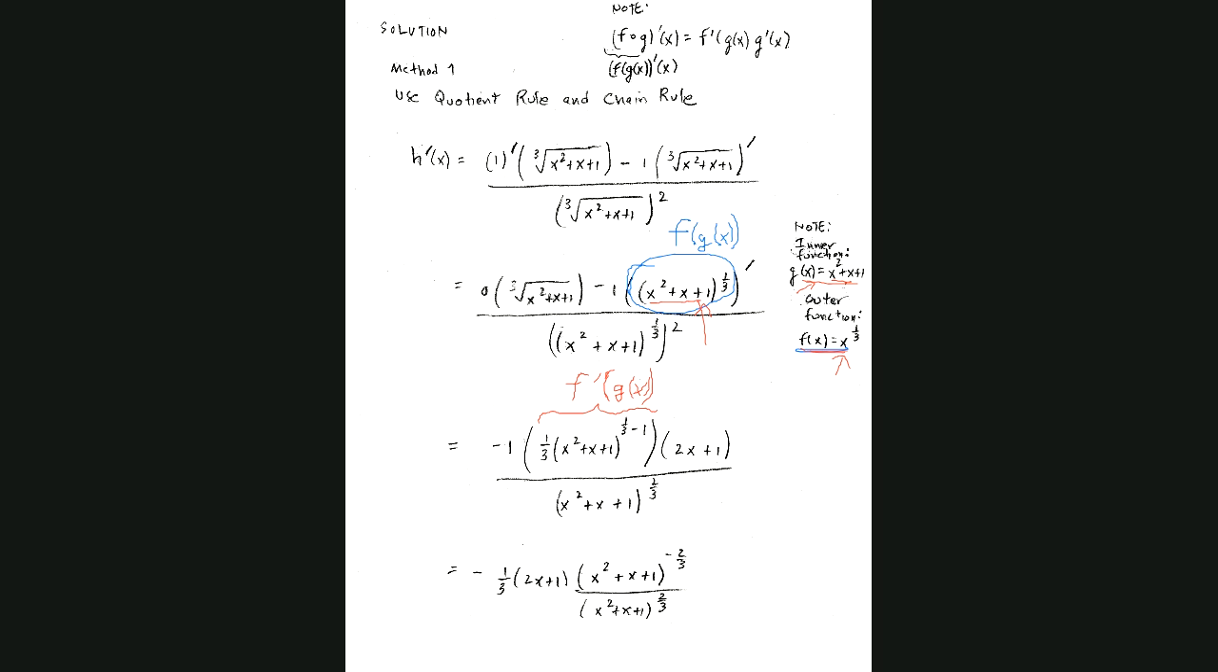That's that part of the chain rule. Times 2x plus 1. What would 2x plus 1 be? g prime of x, good. And you've done your chain rule. Mark this moment in your life, the first time you've done the chain rule.